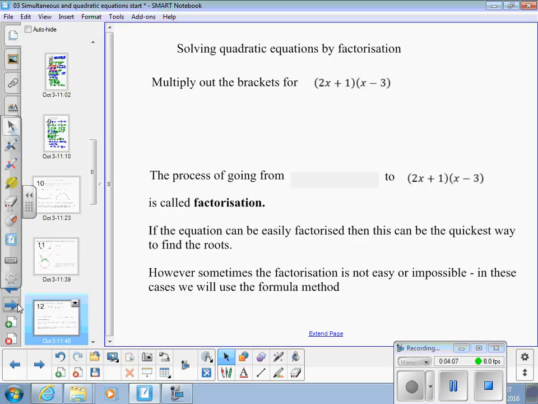We're going to cover 2 methods of solving quadratic equations. First, we're going to look at factorization. Then we're going to look at using the quadratic formula. So, solving by factorization. What I want you to do, I'm just going to stop the video for a couple of minutes: multiply out the brackets for (2x plus 1) multiplied by (x minus 3).